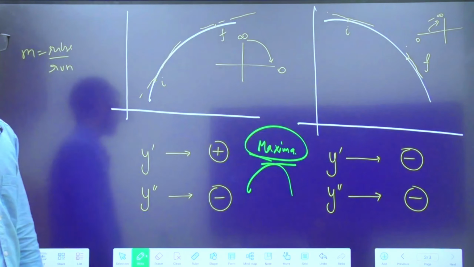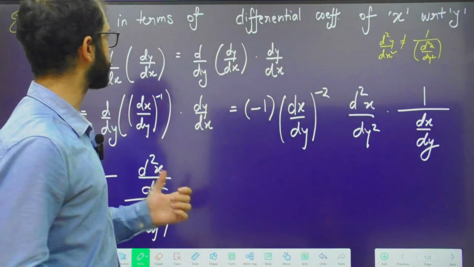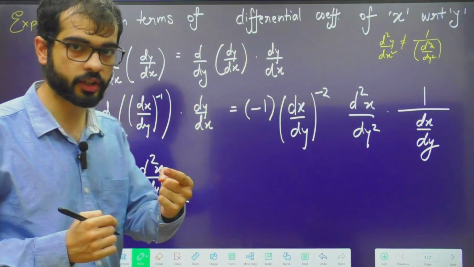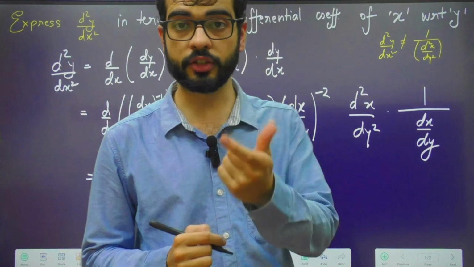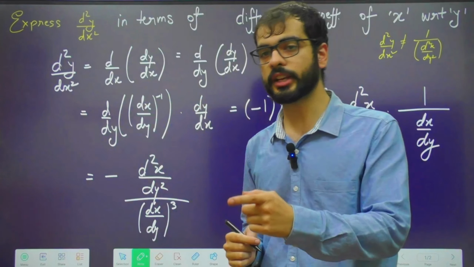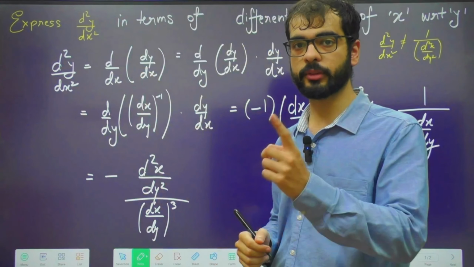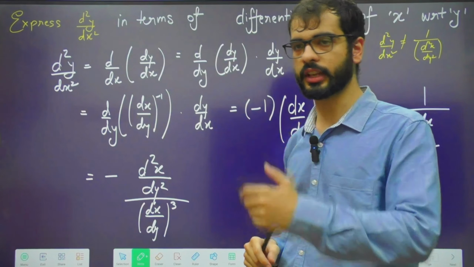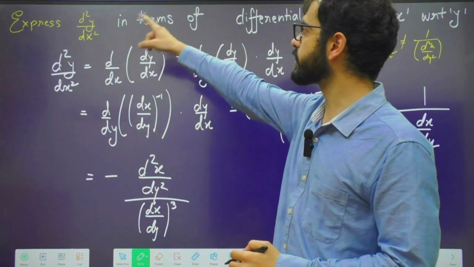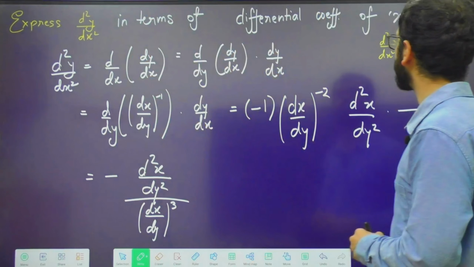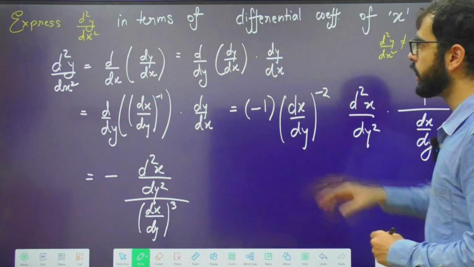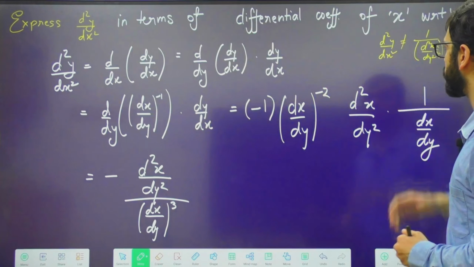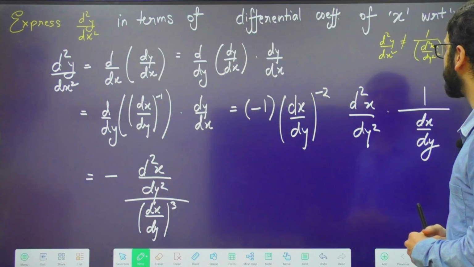Let's ponder about this concept. If we have to express d2y by dx square, that is a higher order differential. dy by dx means the slope of a curve. d2y by dx square, what does that mean? d2y by dx square implies the curvature of any slope. That we'll discuss in the next video. Let's focus on expressing this in terms of the differential coefficient of x with respect to y. If I have to express that, we have to remember that d2y by dx square is not equal to 1 upon d2x upon dy square.